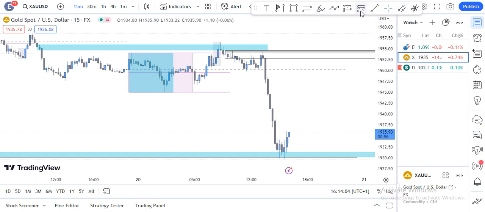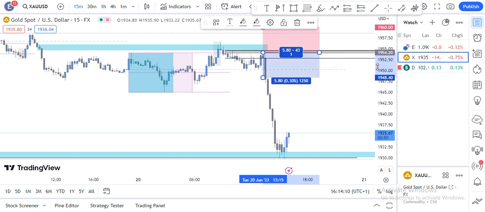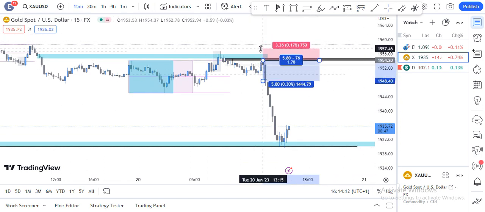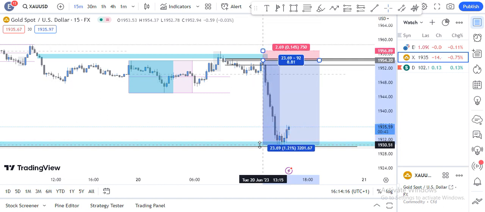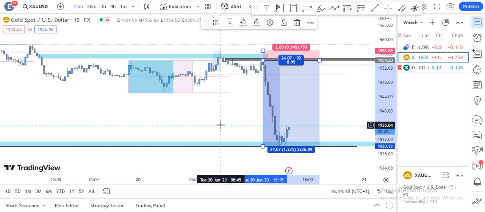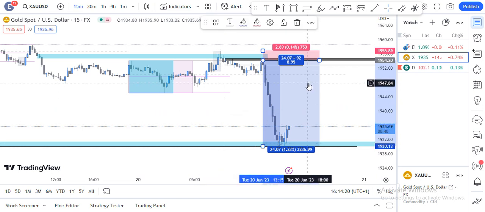So let me throw the risk to reward on this. Let's see. I had my stops right above the POI that was formed on the manipulation, and my TP right about here. So I got hit to the T and I was up. So that was what.